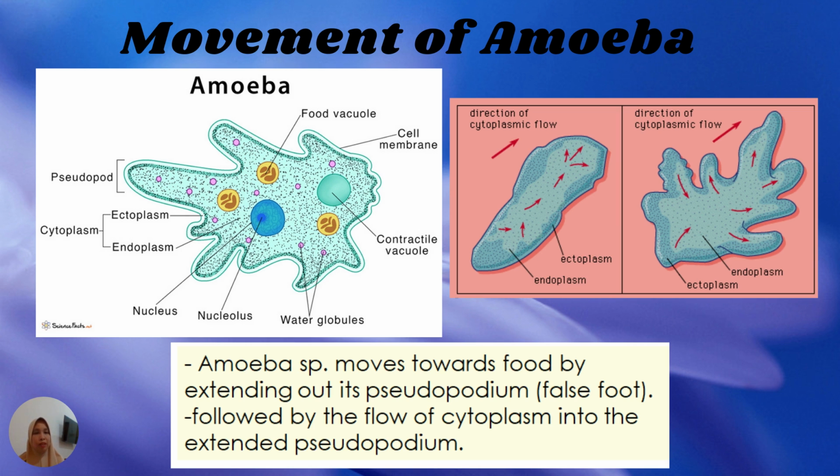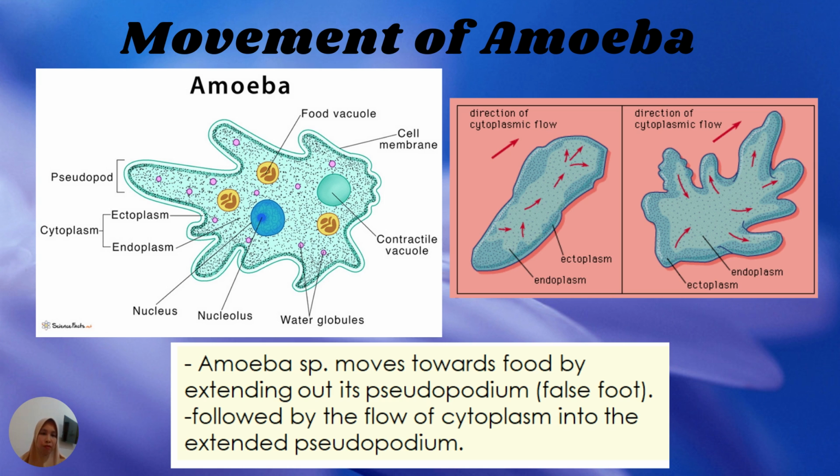Okay, we go to the first living process of the unicellular organism, which is movement. We discuss the movement of amoeba first. So this is the amoeba. Look at the diagram on the left side. That is the structure of the amoeba. I want you to focus on the pseudopodium. Make sure you can identify where the pseudopodium is.